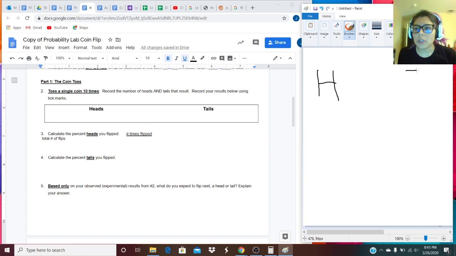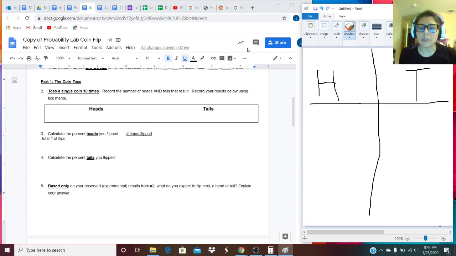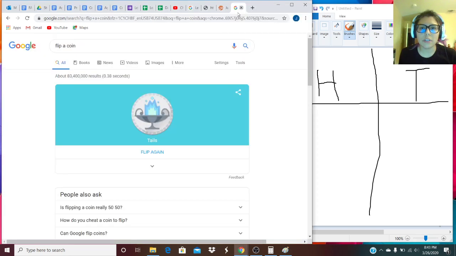Right, so this side is going to be heads. This side is going to be tails. I'm going to split that down right in the middle. So here we go. So I'm going to tell that Google to flip a coin. So here we go.